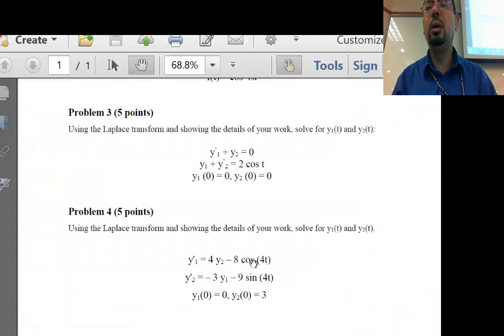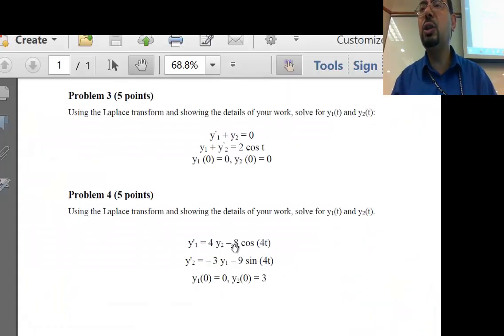In the homework, here is the equation, but with cosine t. You have to get the Laplace of cosine t. And sine 4t, you have to get the Laplace of sine 4t. Alright? And the initial value, sometimes it's 0, sometimes it's like 3 or 7. That's okay, you just put this value.